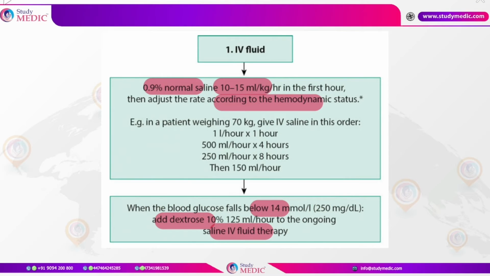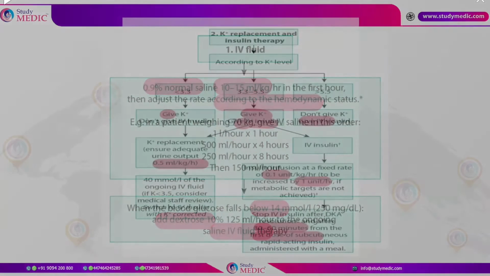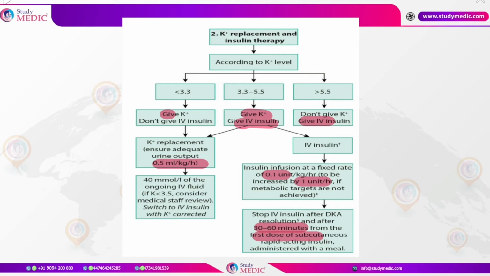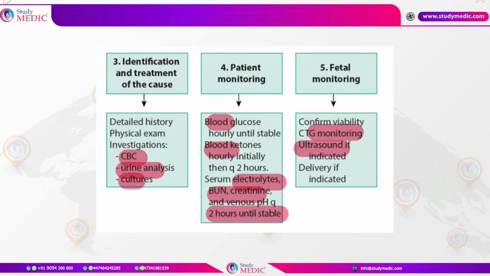In terms of IV fluid, understand very well that the fluid of choice will be 0.9% normal saline. Potassium replacement and insulin therapy are always decided on the basis of potassium. If the potassium level is less than 3.3, then we need to give the potassium. Don't give IV insulin because there will be potassium dysregulation. If it is between 3.3 to 5.5, then we need to give the potassium along with the IV insulin. And if it is more than 5.5, definitely the level will be on the higher side, so there is no need of potassium, and only insulin will be considered.